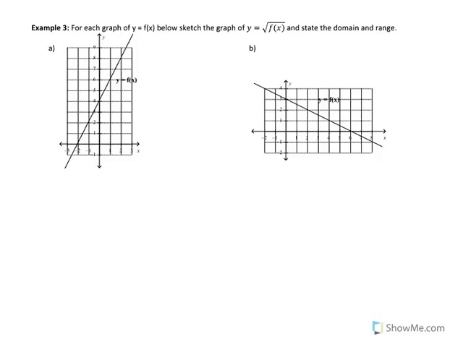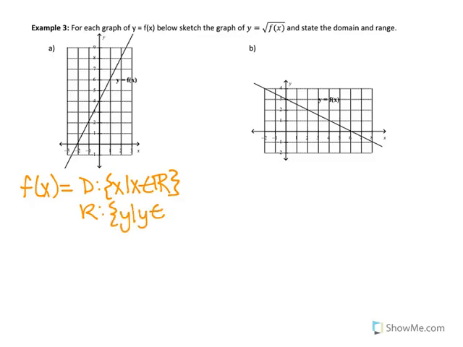Okay, so let's do our original functions. The domain for f of x is all the real numbers. It can be everything because it's a line. Same with the range. And that's going to be the same for this one too, so I'm just going to skip that. Okay, so we're going to square root this and do our invariant points. So our invariant points are going to be the intercept and where y equals 1. So I'm going to plot that and I'm going to plot that.